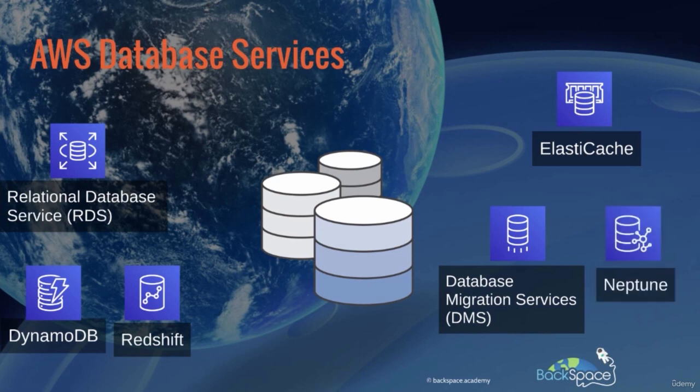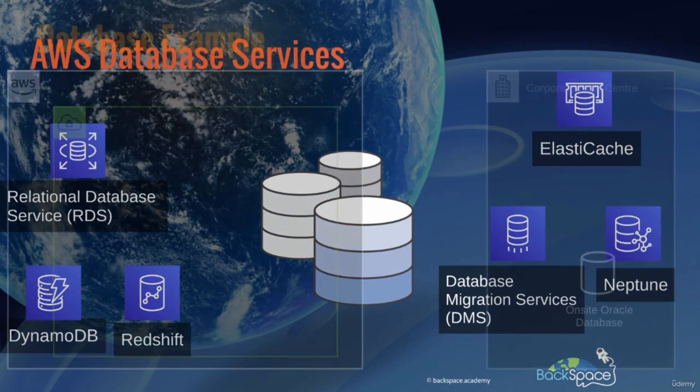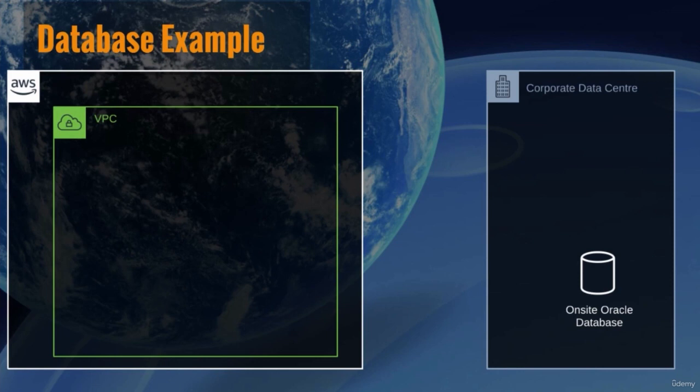Amazon Neptune is a fast, reliable, fully managed graph database service. It has a purpose-built, high-performance graph database engine optimized for storing billions of relationships and querying the graph with millisecond latency. Now let's have a look at how you might use some of these database services in a real-life example.